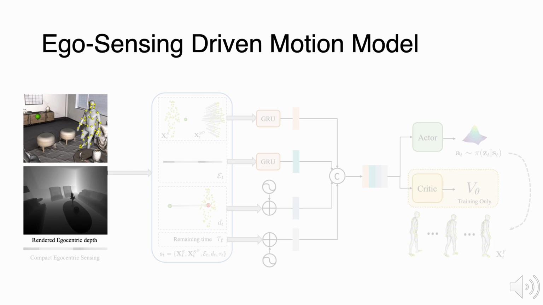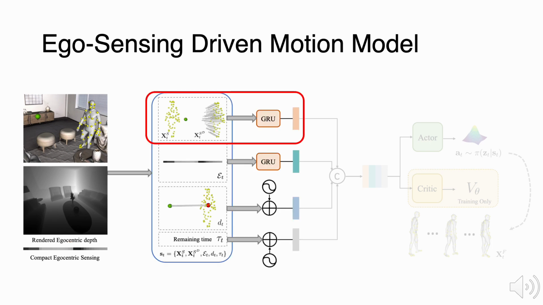To be more specific, given a scene mesh, the initial body pose and shape, and the target location represented as a green ball, we aim to synthesize natural human motions considering egocentric visual information as input. To avoid expensive depth rendering and stabilize the reinforcement learning training, we propose to use compact egocentric sensing as a depth proxy. The body pose and shape are simplified using body markers, and the body marker location and direction to the target are encoded with GRU.